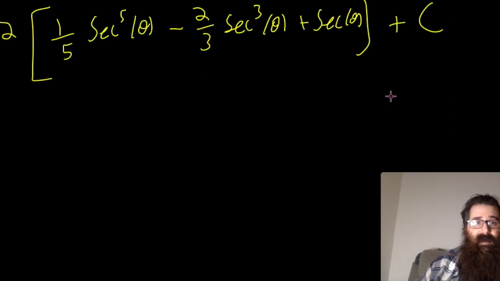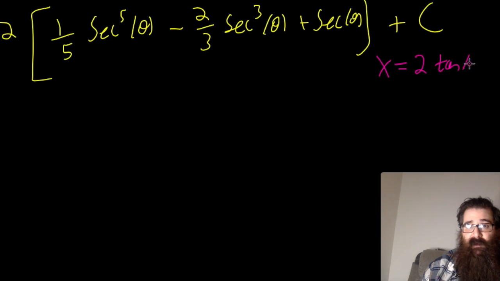So x equals 2 tangent theta. I'll use this space here. x equals 2 tangent theta. And I want to solve it for the trig function. So I'm going to divide by 2. Say x over 2 equals tangent theta.